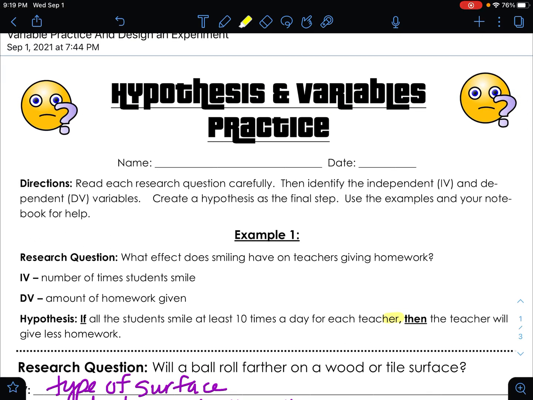Alrighty, guys, we are going to do this hypothesis and variables practice. So we are going to be looking at a research question, a testable question, and identify the independent and dependent variables, write a hypothesis, and then we are going to pick one of these questions and carry it out all the way through designing an experiment, okay?